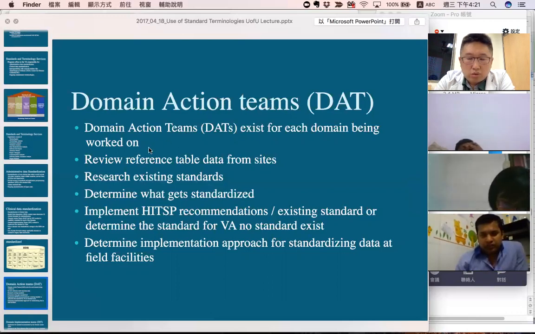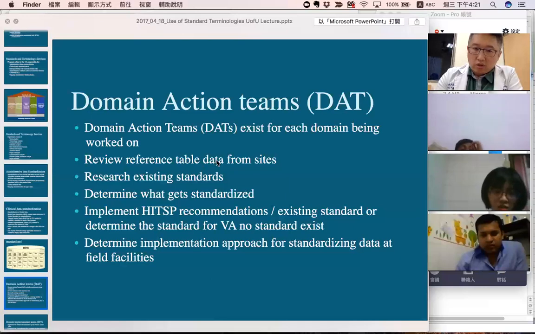Then actually we will need to create a domain action team to solve this task. If we want to create this team and propose it to our president, I think there are the following things we need to do. First, we need to review all the reference data from our hospital. Then we need to look at the current standard.